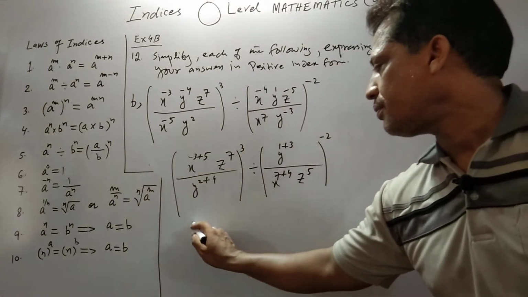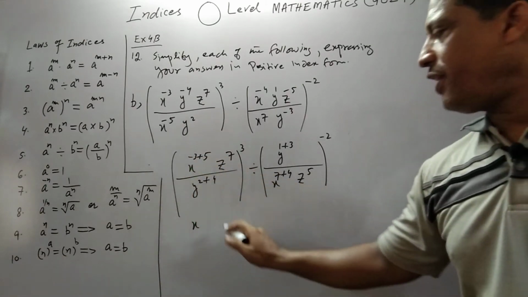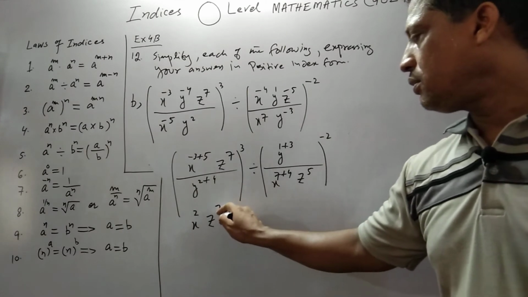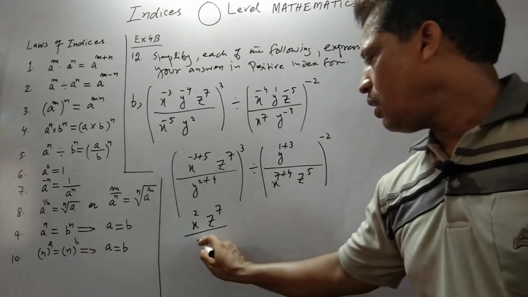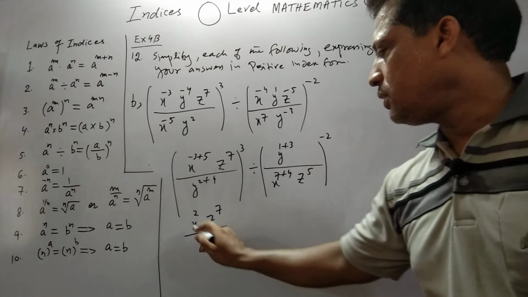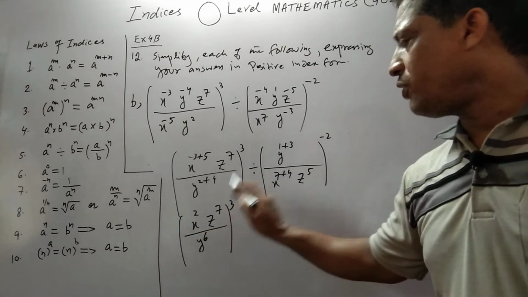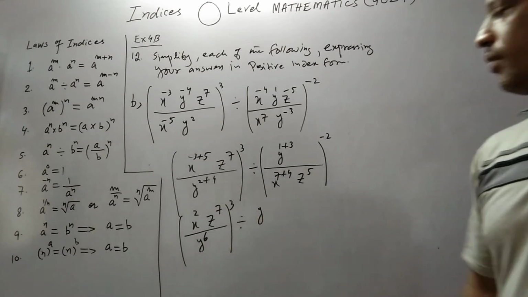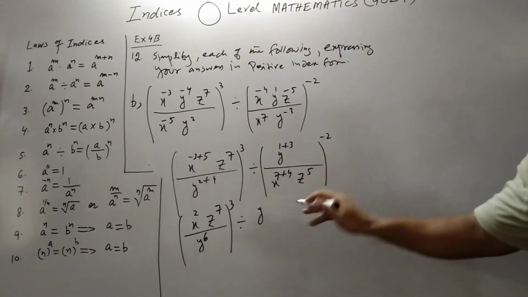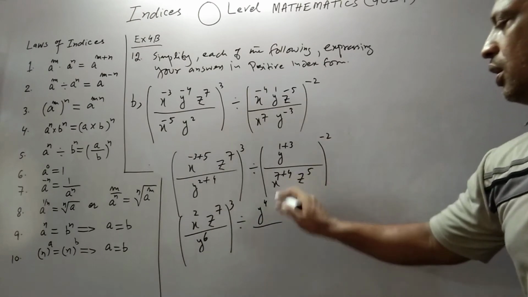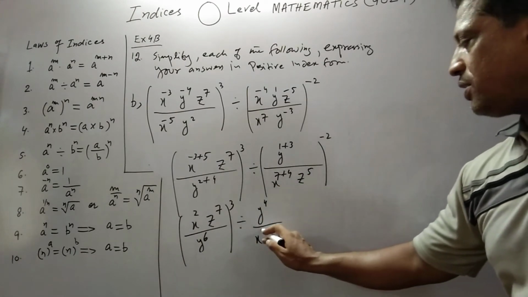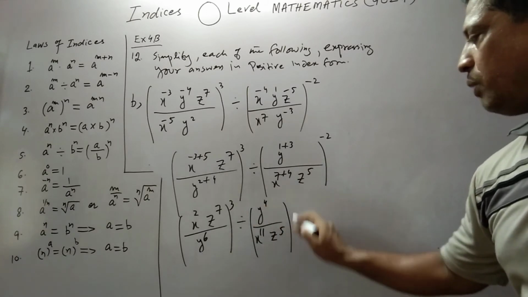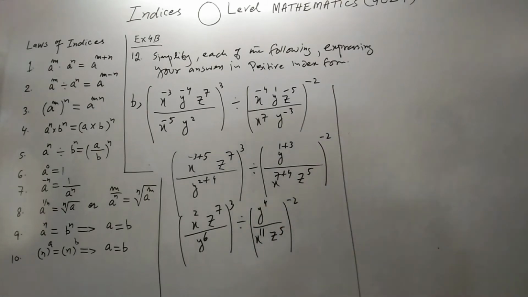Now, 5 minus 3 is what? 2. Z 7. Y 2 plus 4, 6. Whole power 3 remains 3. Divided by y power 1 plus 3 is 4. 7 plus 4 is 11. Z5 whole power is minus 2.